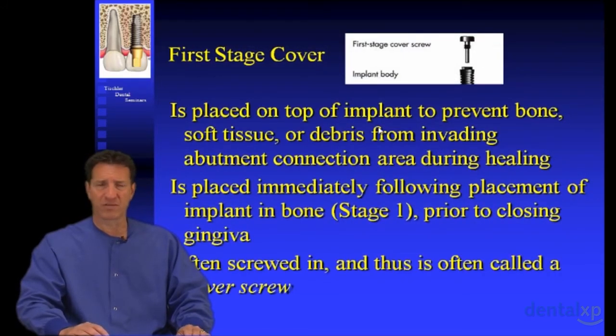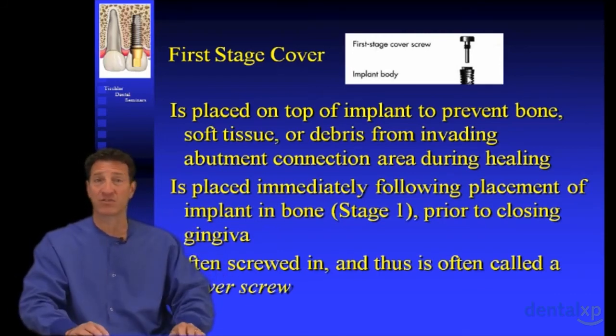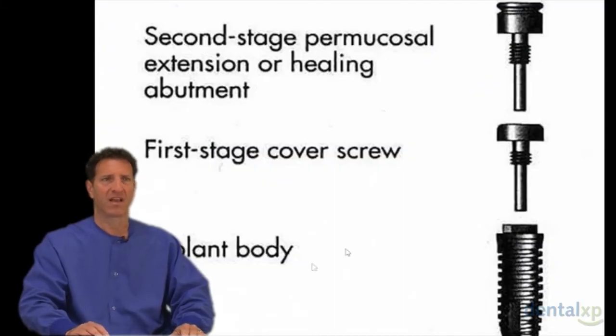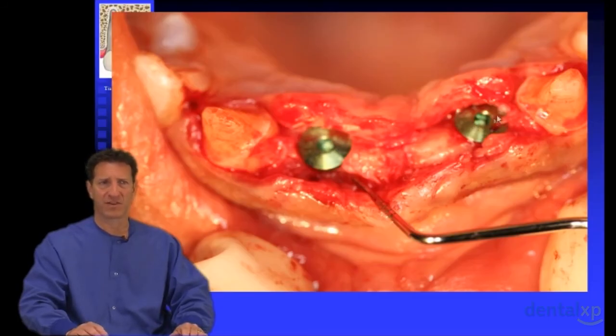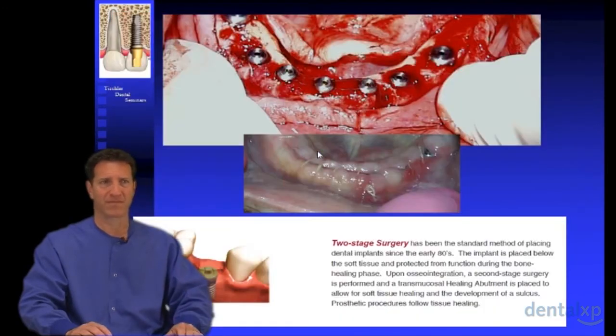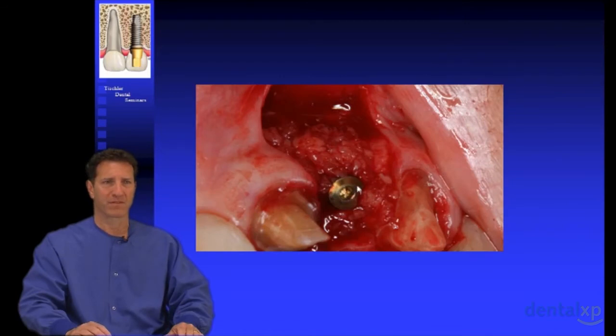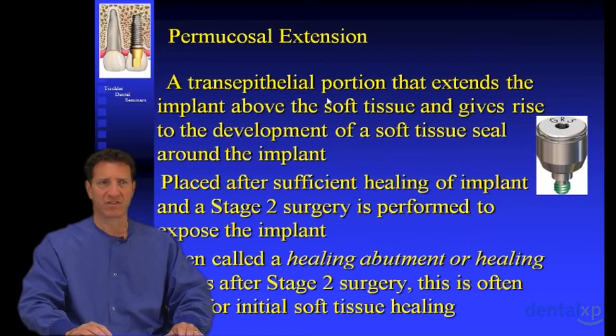The cover screw is another part. After an implant is placed and you're going to bury it as a two-stage procedure, you want to put something in the body so that tissue doesn't grow in there, and that's what a cover screw does. The other thing that you can place there is a healing cap. But here's a situation where I'm going to bury these implants, and these are cover screws that screw into the body, and then we're going to cover them over. So we use that on a two-stage procedure.